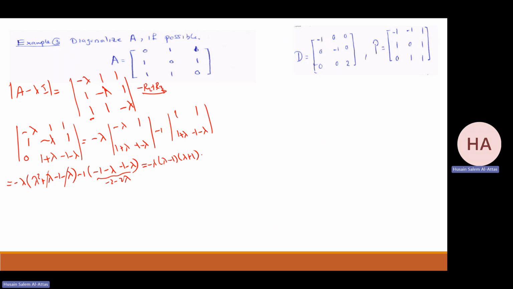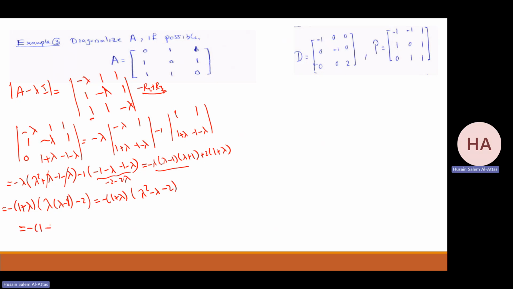So I take minus 2 outside. That will be 2, 1 plus lambda. So now I take 1 plus lambda as common factor. Minus 1 plus lambda. What's the remaining? Lambda times lambda minus 1. From this side, take minus, so I have minus 2 times 1 plus lambda. I have lambda square minus lambda minus 2.